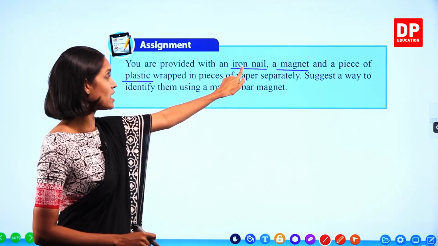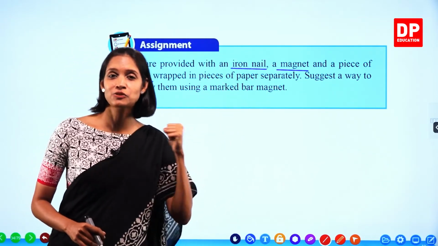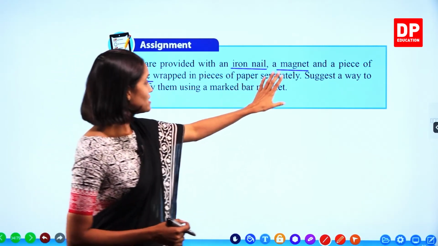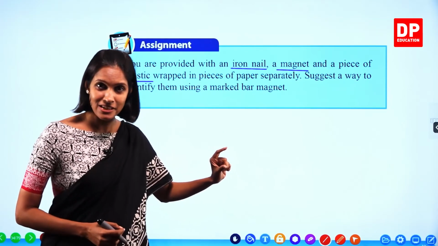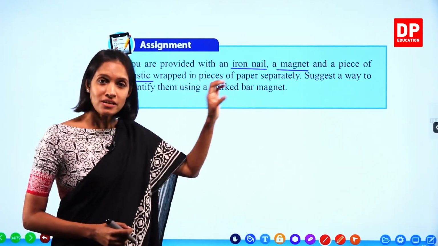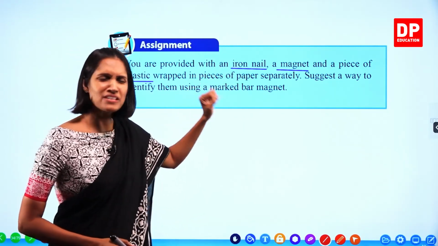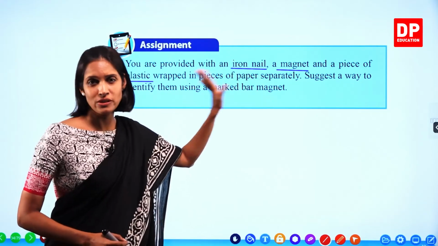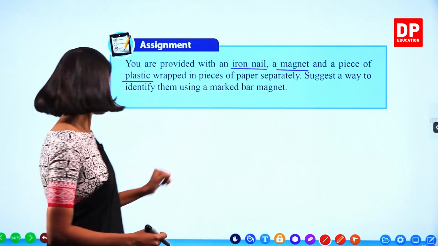So when it comes to the iron nail, we know that iron nails always get attracted to the magnet. So no matter whatever pole you use, let's say that you have the marked bar magnet. A bar magnet has two poles, north and south poles. No matter what pole is brought closer to this iron nail, what happens? Always only an attraction will be there. Right? A magnet, another magnet. Here, look at this one.